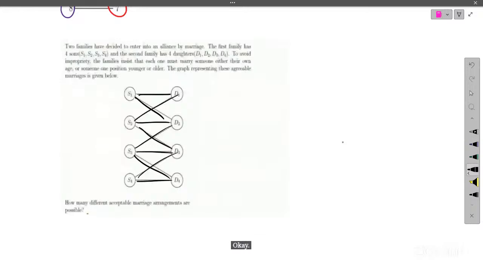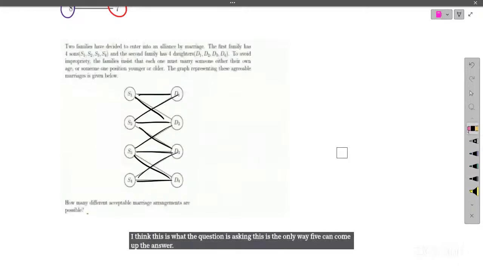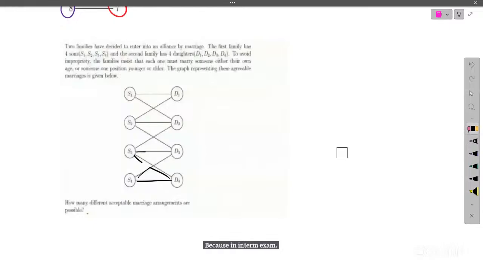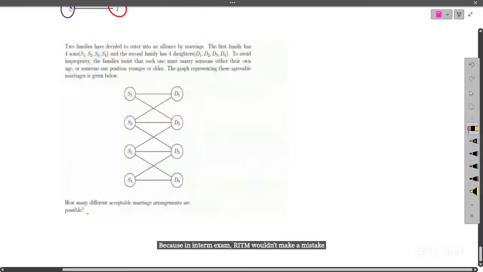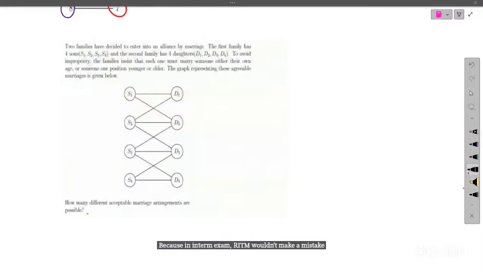Okay, so here we want to consider all types of matchings, I guess. So how many matchings are there? This is what the question is asking. This is the only way 5 can come up as the answer. Because this is an end-term exam, IITM wouldn't make a mistake if the solution was given as 5.